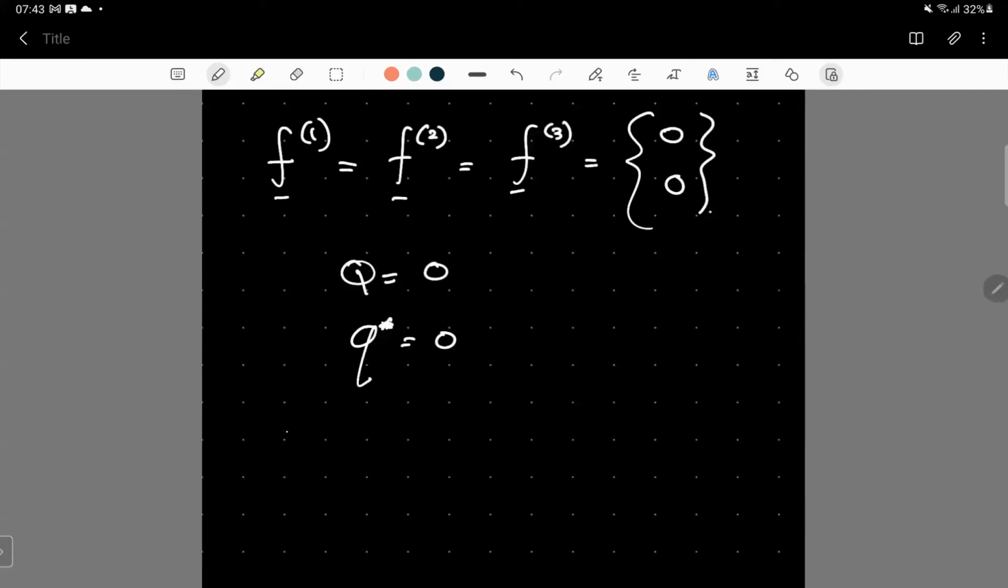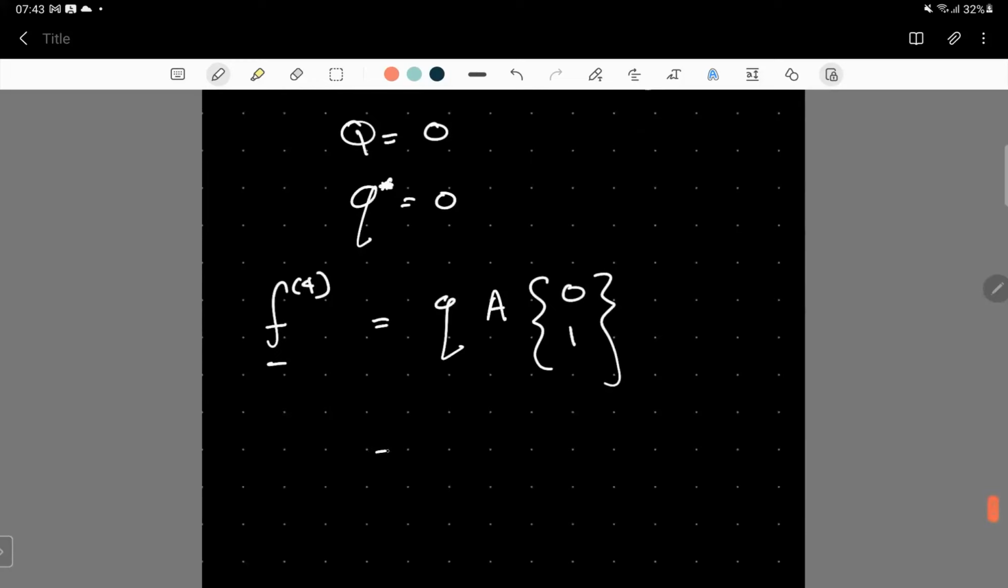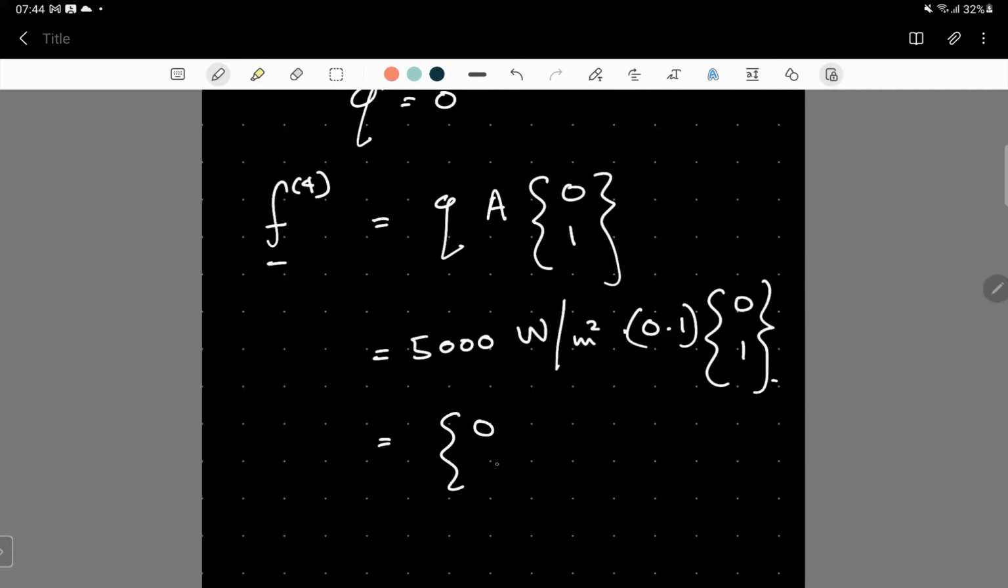However, for the fourth element, we see there's a heat flux, so we have to accommodate that. Q times A, we can accommodate it using this equation, where Q is equal to 500 watt per square meter multiplied by the area of that particular element, that is 0.1 meter squared. 500 is the result you would get if you solve this.